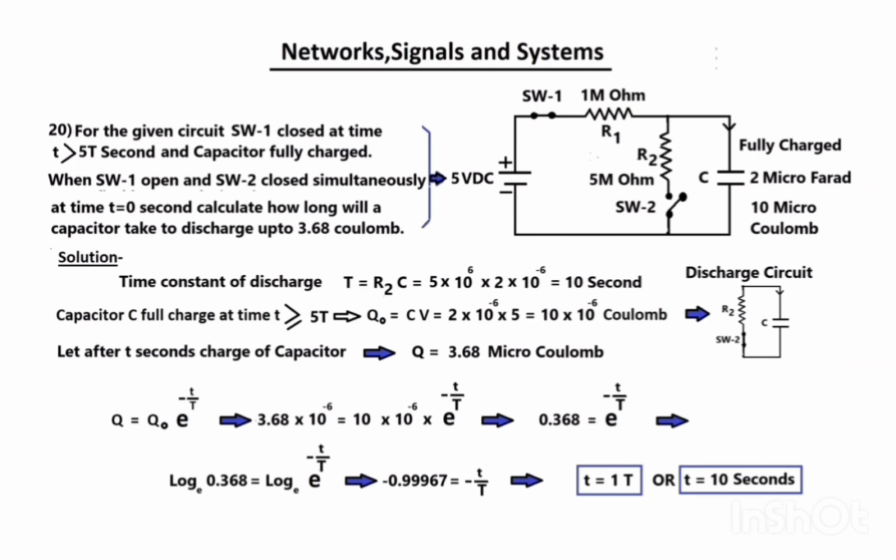Let after t seconds the charge of the capacitor Q equal 3.68 microcoulomb. The formula is Q equals Q0 multiplied by e raised to the power minus t upon time constant τ. After solving this equation, we found the time required t equals 1 time constant, or t equals 10 seconds. Okay, thank you.